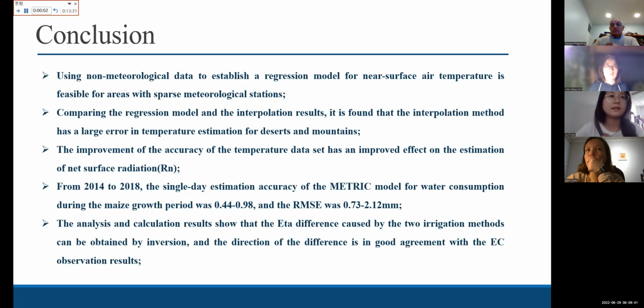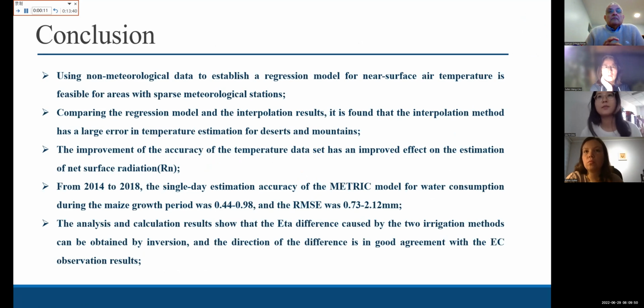So, summarizing all the above work, it is found that using non-meteorological data to establish a regression model for near-surface air temperature is feasible for areas with sparse meteorological stations. Comparing the regression model and the interpolation result, it is found that the interpolation method has a large error in temperature estimation for desert and mountains. The improvement of the accuracy of the temperature dataset has improved the effect on the estimation of net surface radiation.